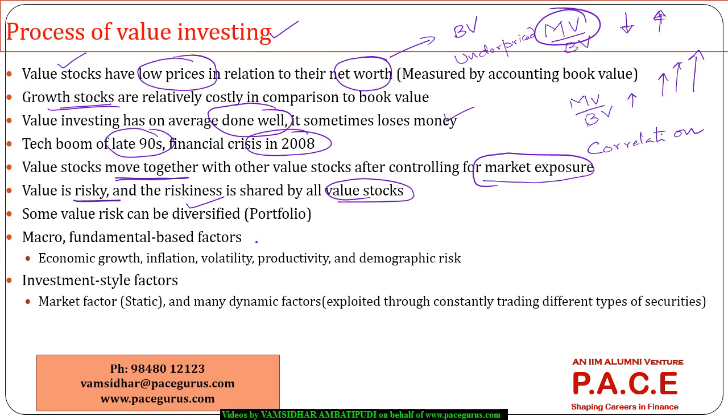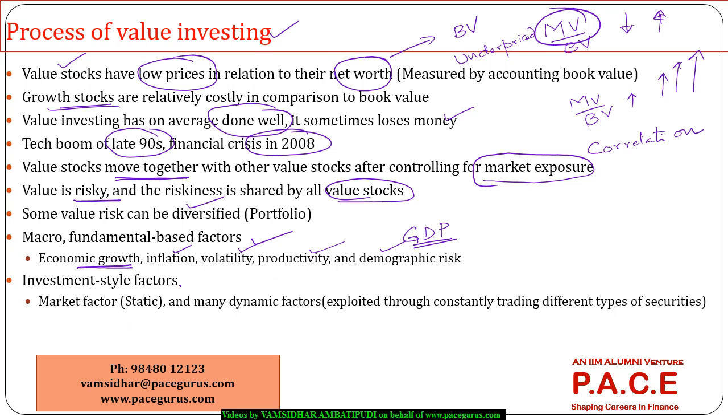So when I am looking at the factors, I can control them. I can classify them into macroeconomic, fundamental economic based factors, where I can look at economic growth, the GDP growth kind of factor, which is common to all the value stocks in the economy. Similarly, inflation is going to influence all of them in a similar manner. The volatility of the economy, the volatility of the index as such, is going to impact all the stocks in a similar manner. Then again, productivity and the demographic risk, changing demographic profiles, they all come under the macro and fundamental based factors.